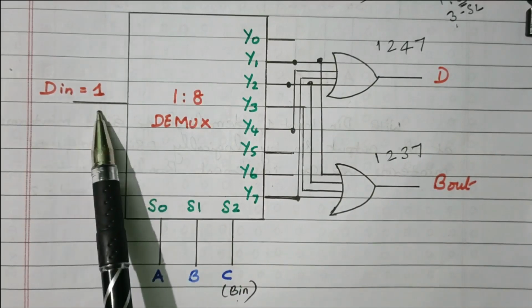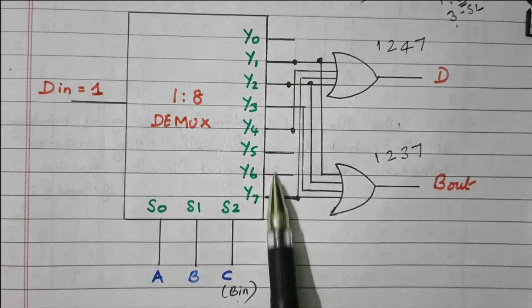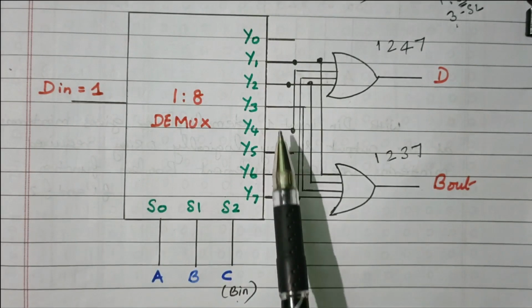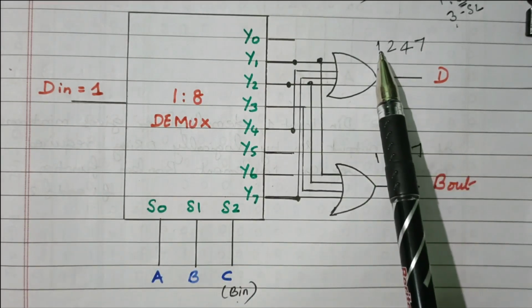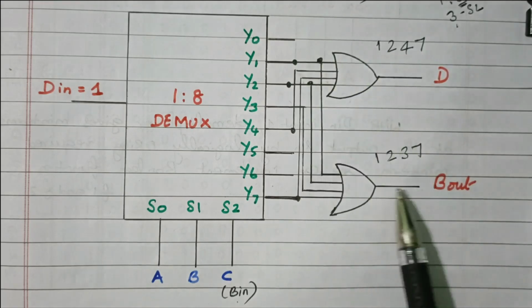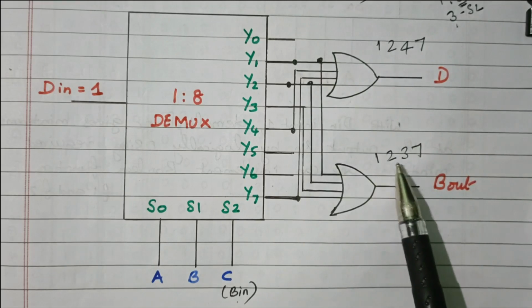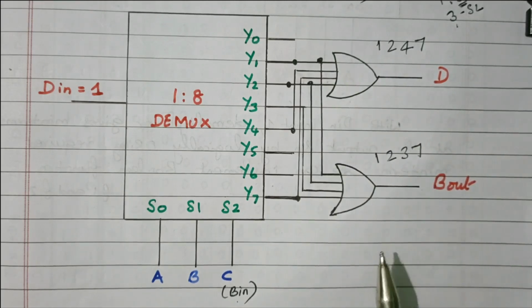Data in is 1. The selection lines are nothing but the 3 inputs, A, B, borrow in. The 8 different outputs are available. Based on the truth table, for the difference we need the sum of min terms 1, 2, 4, 7. These 1, 2, 4, 7 are connected together. For borrow out, what do we need? 1, 2, 3, 7. So 1, 2, 3, 7 are connected, and we got the borrow out. So in this video, we discussed how to implement the full subtractor using the demultiplexer.